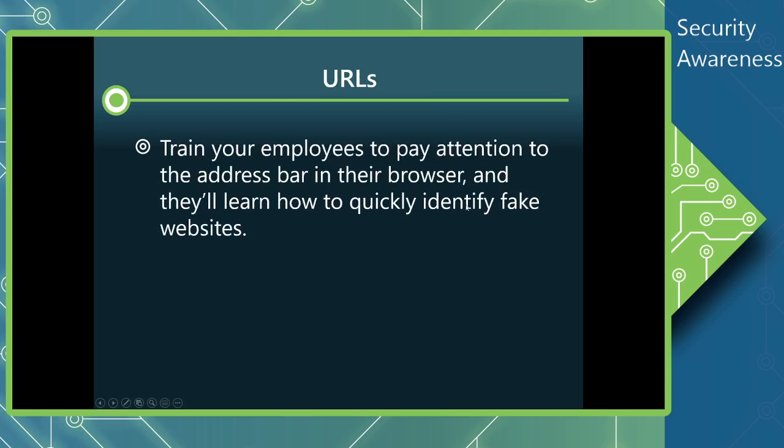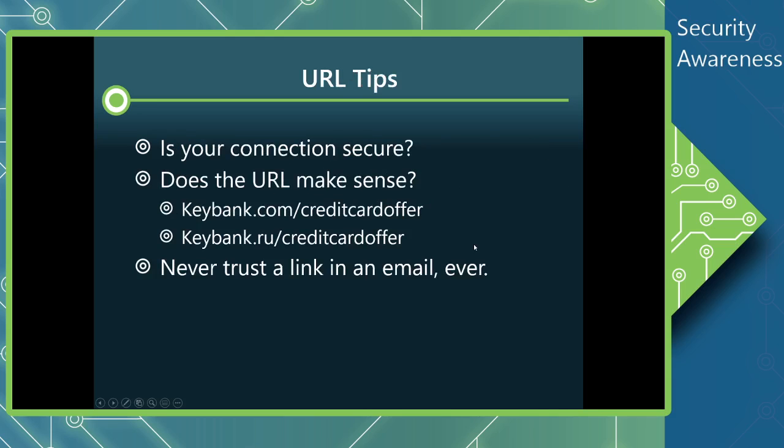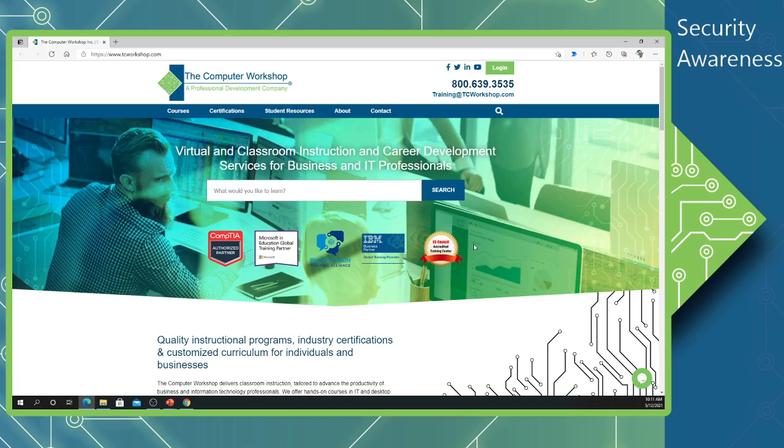As far as URLs, train your employees to pay attention to the address bar and the status bar in their browsers, and they'll hopefully quickly learn to identify fake websites out there. Some of the things you want to make them aware of: is the connection secure? If we're using Edge now from Microsoft, have them look to make sure that they are using an HTTPS website.